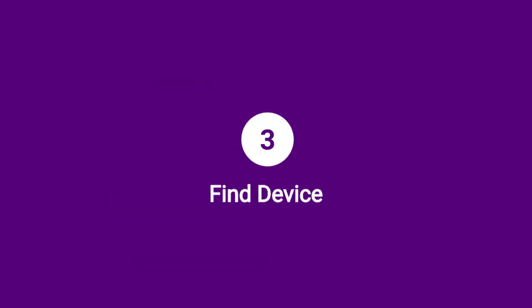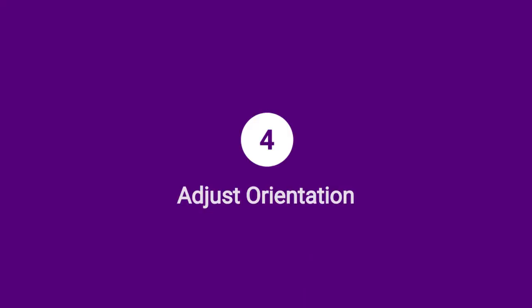Step 3. Find device. Locate your NZXT Kraken 280 in the device list and access its specific settings. Step 4. Adjust orientation. Look for the option to adjust the display orientation and choose your desired setting.